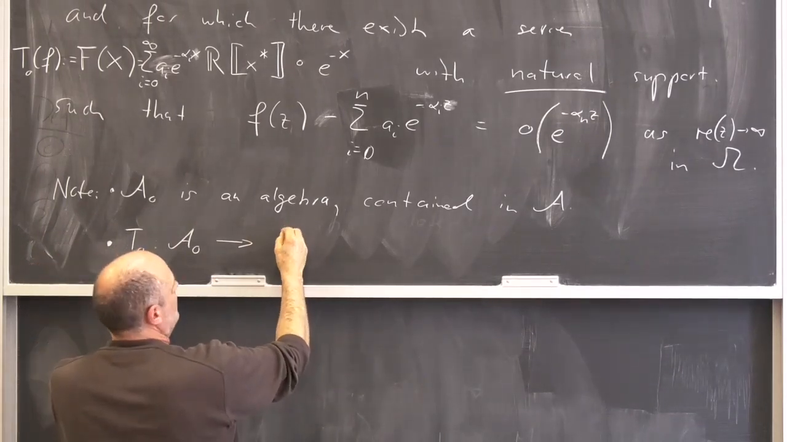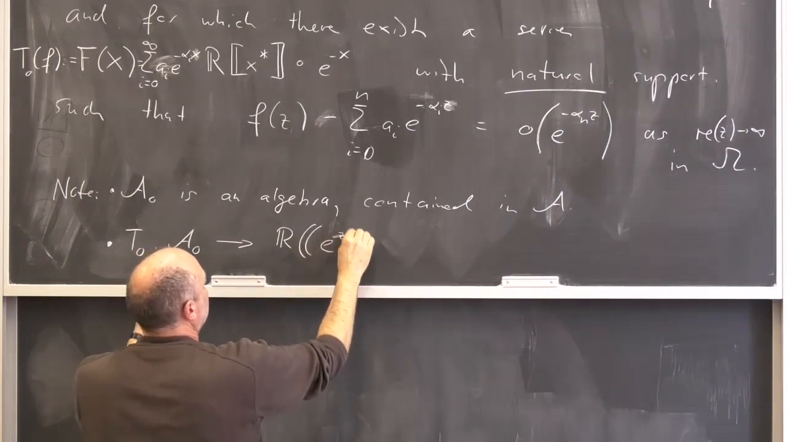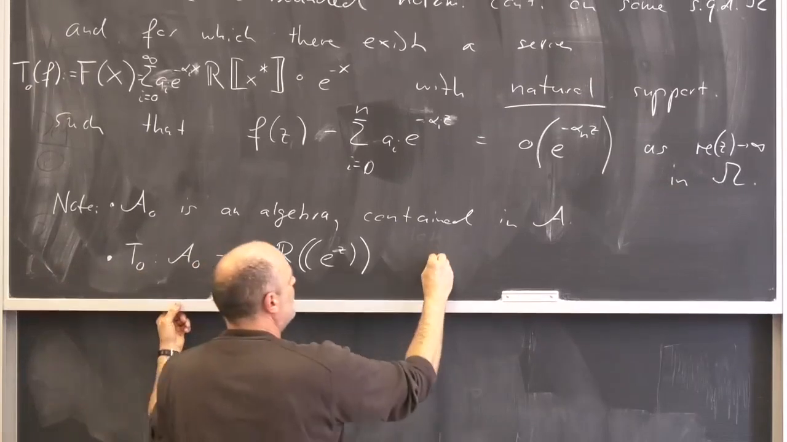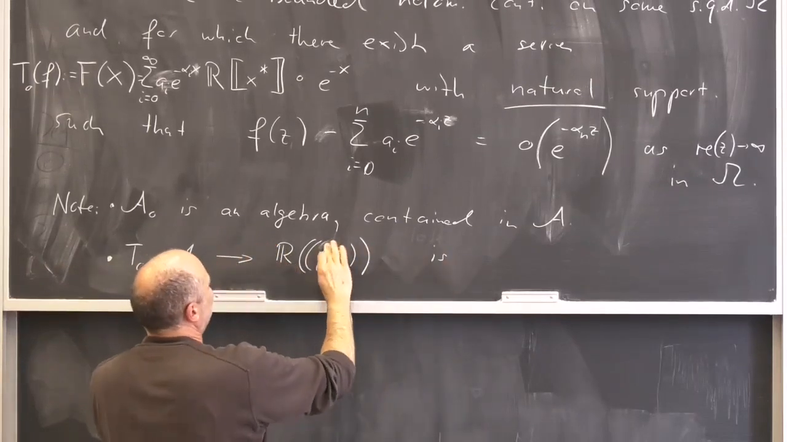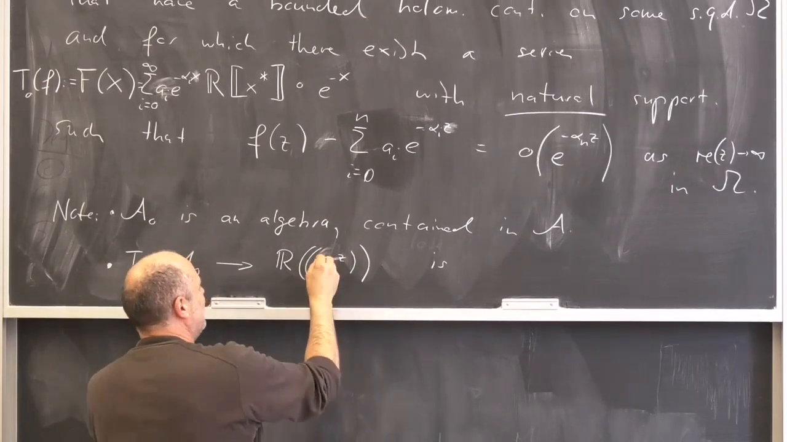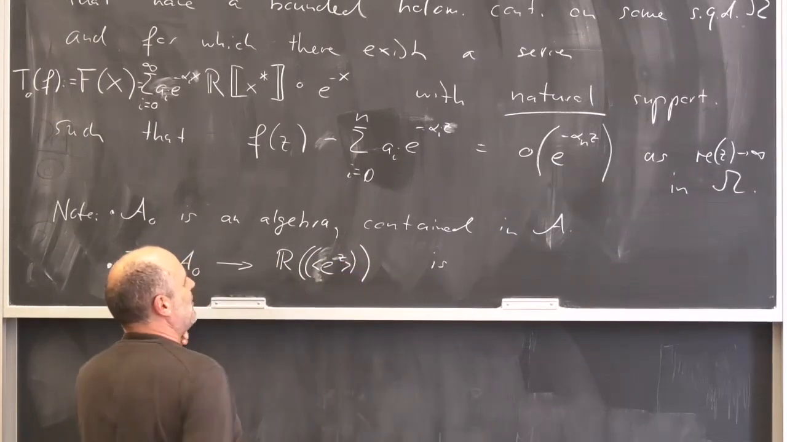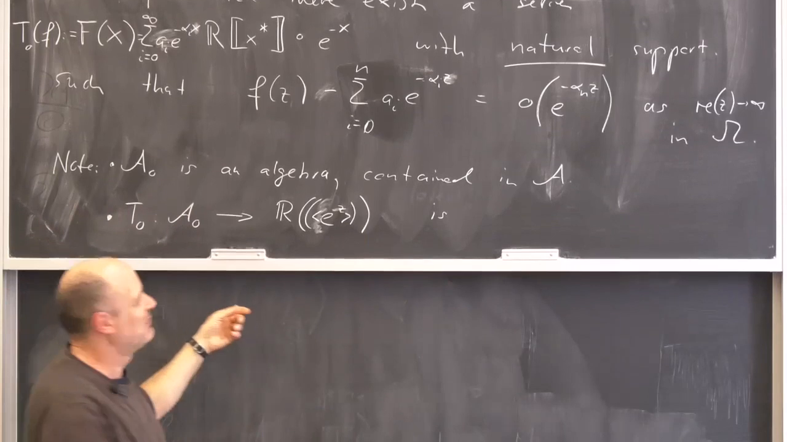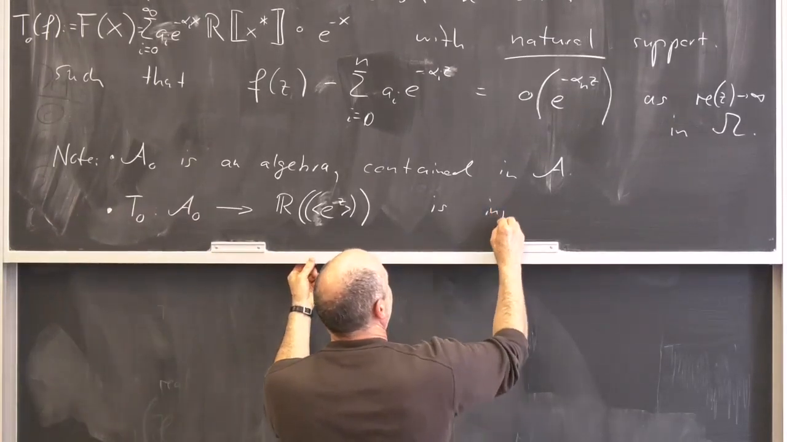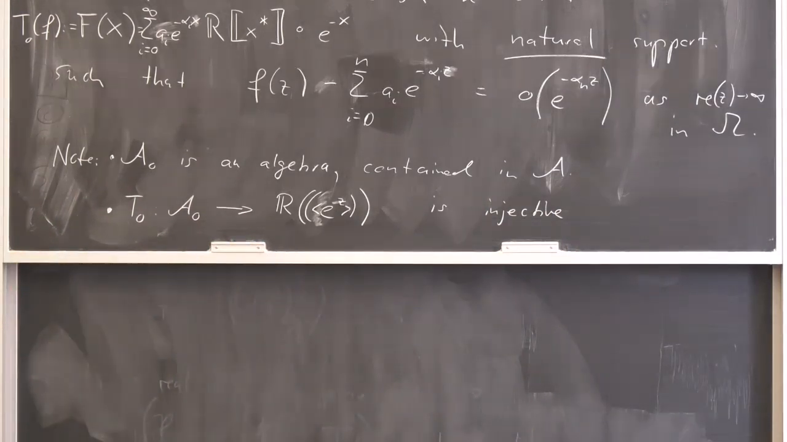So this goes in here. Real multiplicative vector space generated by e to the z. This is injective. That's why I use the unique space. And that's why I need this whole asymptotic expansion stuff to happen on standard quadratic domains.